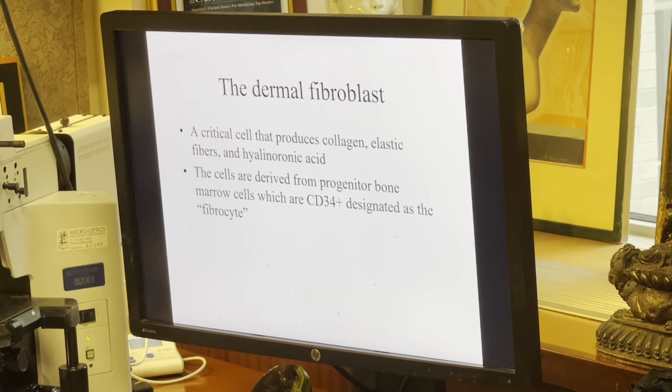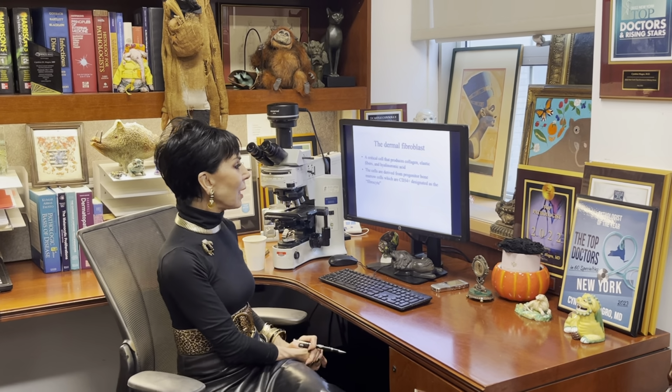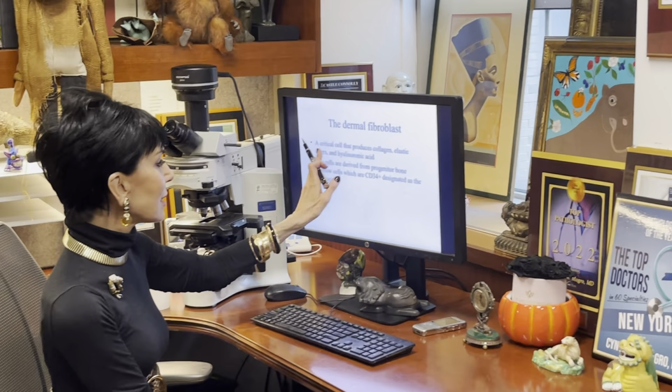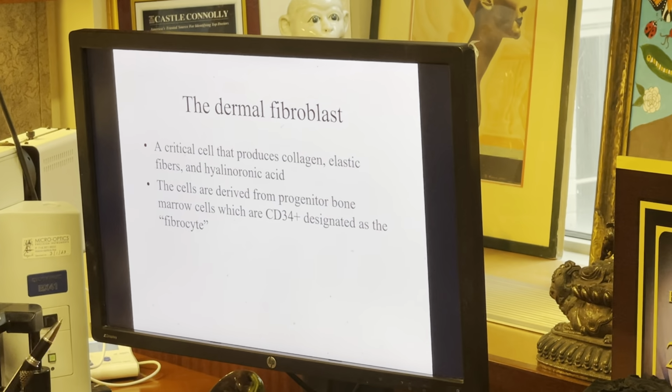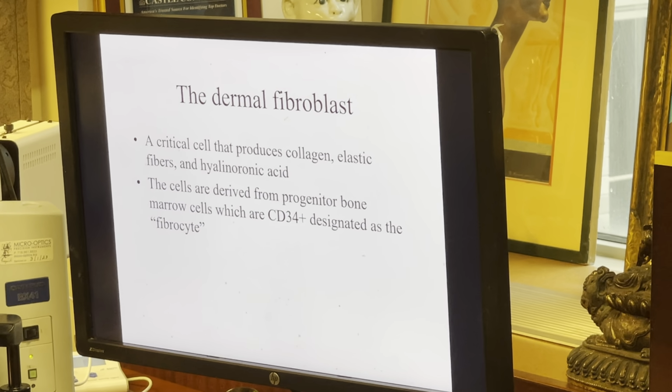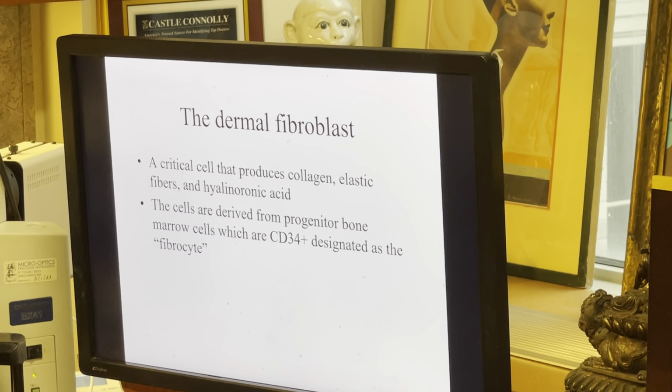Now, the question is, what is the cell of origin in the dermis that produces the type 1 collagen, the type 3 collagen, the microfibrils, and the elastin? Well, it's one cell type, and that is the fibroblast. And the fibroblast will produce the collagen, the elastic tissue, and another important mesenchymal component of the dermis, hyaluronic acid, and that too is produced by the dermal fibroblast.